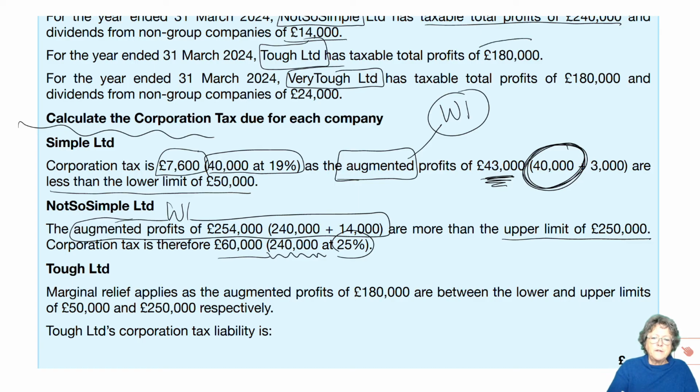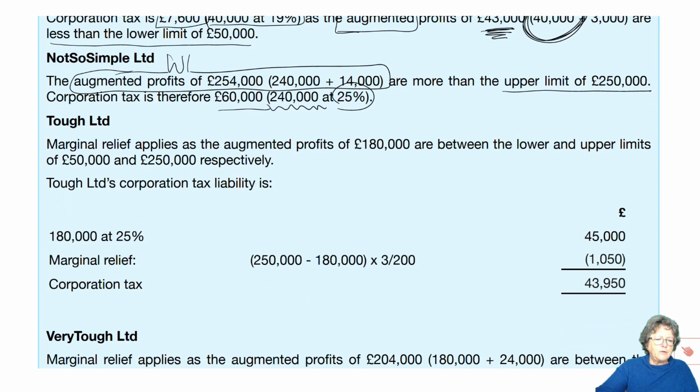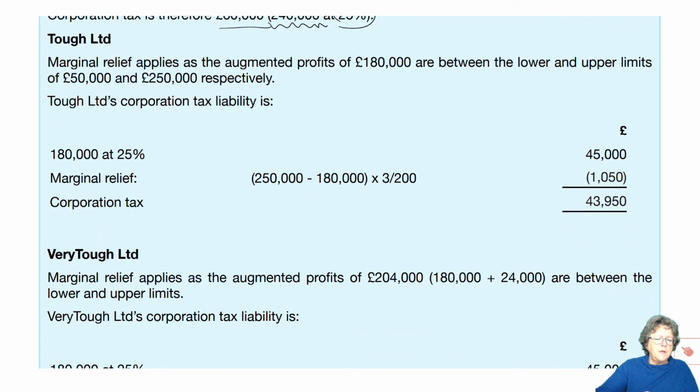Tough has profits of 180,000. Okay, so let's have a look at Tough. Marginal relief applies as augmented profits of 180,000 are between the upper and lower limits of 50 and 250,000. Therefore, we always tax the profits at the main rate for 25%, giving us 45,000.